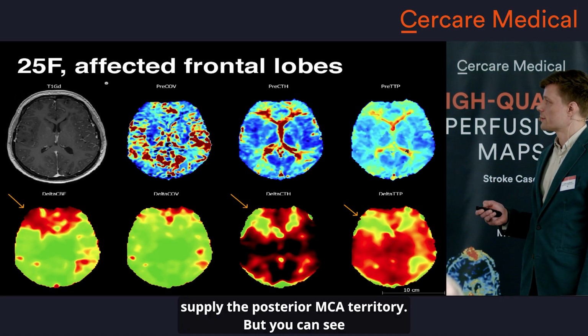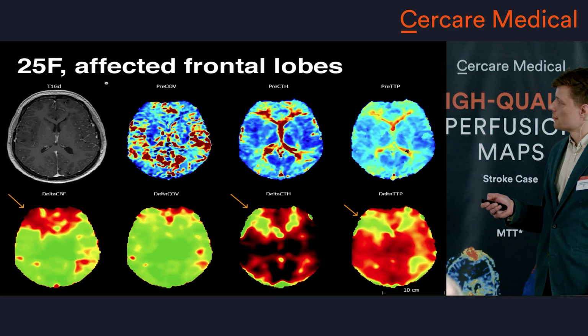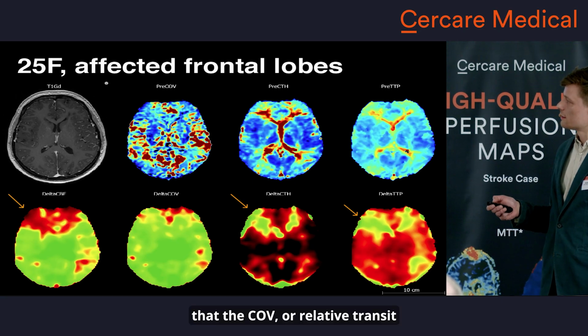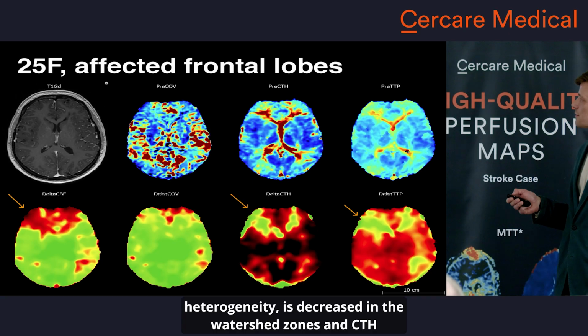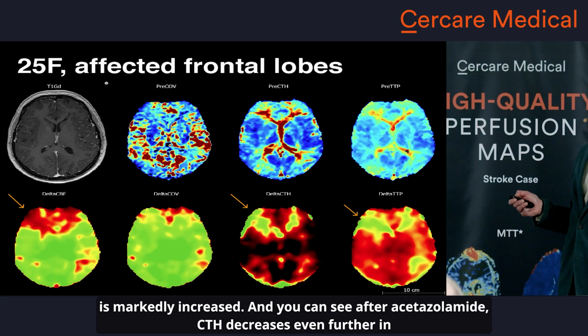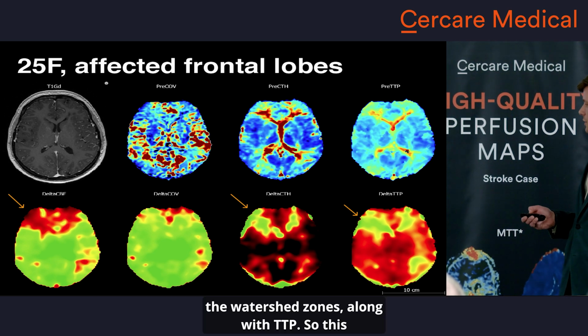But you can see that the COV or relative transit heterogeneity is decreased in the watershed zones, and CTH is markedly increased. And you can see after acetazolamide, CTH increases even further in the watershed zones, along with TTP.